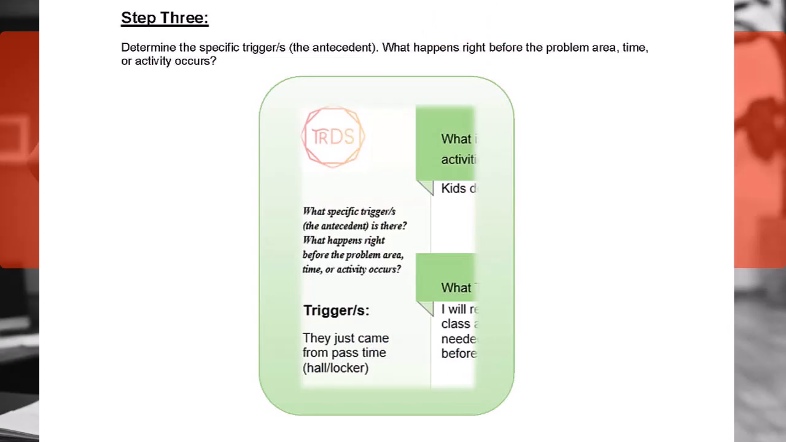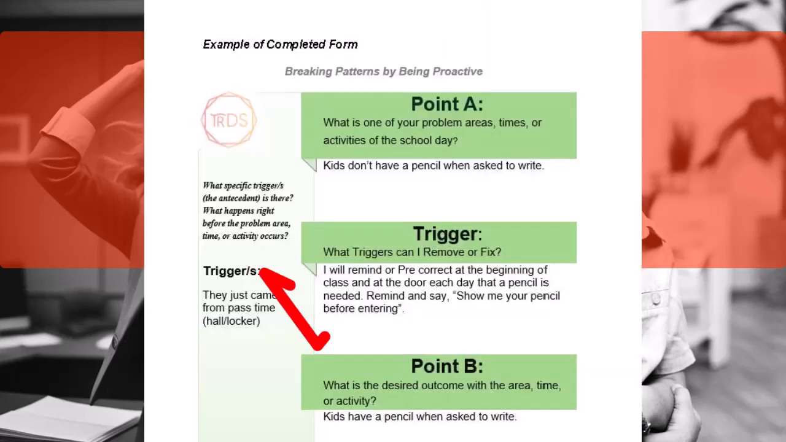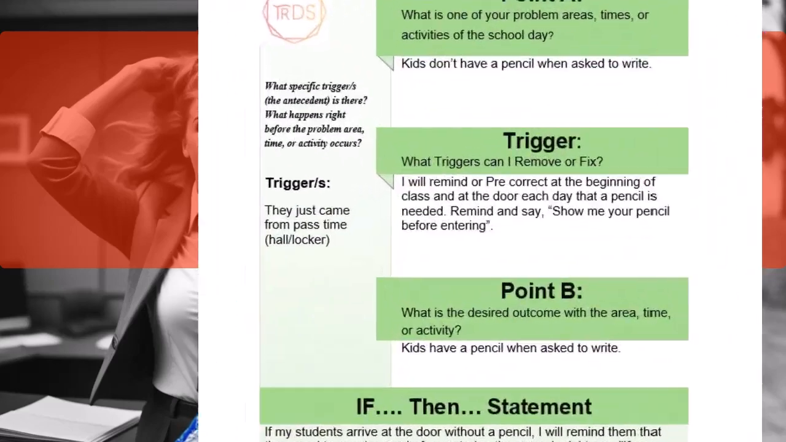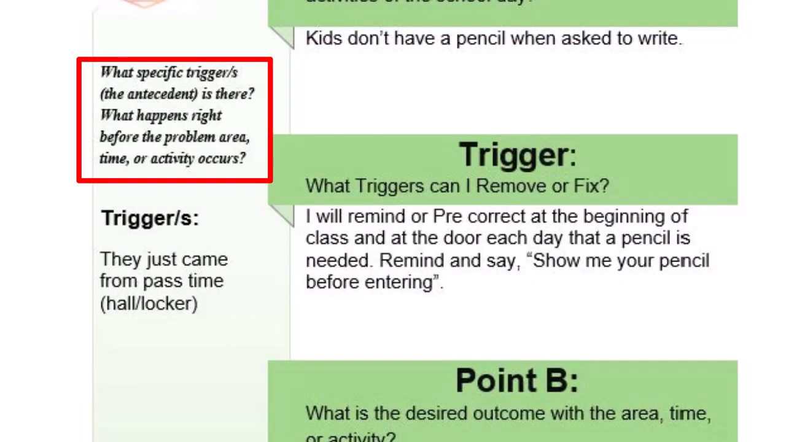Step 3, you're going to identify the triggers. Identify what happens right before your problem area. The problem is that they don't have a pencil when it's time to write. What happens right before that is they're coming in from past period. They sit down to do their work. You've asked them to write. Well, they don't have a pencil. So the trigger here is they just came from past period.